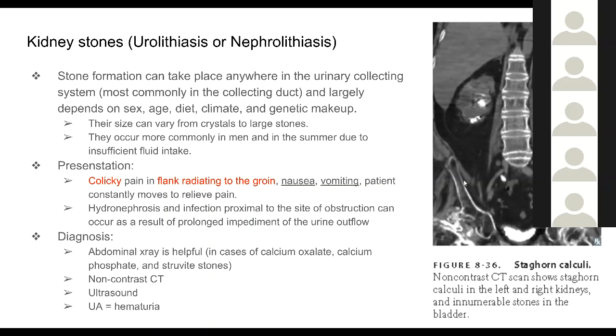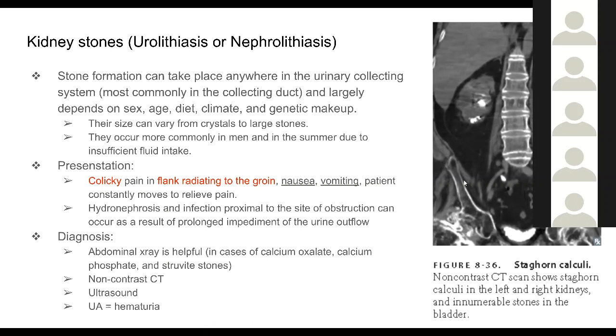So the spasm is what causes the pain. Sometimes if the stone gets stuck in the ureter, it sits there but doesn't spasm, then there's no pain. So it only causes pain when it spasms and tries to get rid of the stone. That's why it can cause colicky pain, or sometimes really sharp pain, when the ureter spasms trying to get rid of the stone. And sometimes that's why you have nausea and vomiting, and the patient has to move around to relieve the pain.